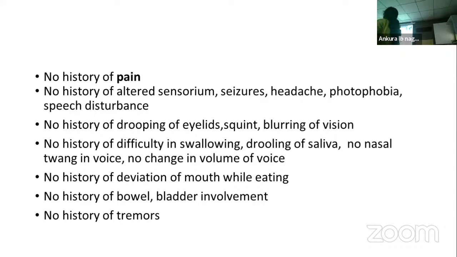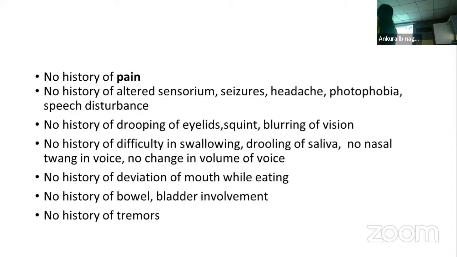No drooping of eyelids, squint, blurring of vision. So in which condition will you get drooping of eyelids and flaccid paralysis? Cobra type of snake bite, botulism. These are the two important things you have to remember. Ptosis with flaccid paralysis, these two things. Squint and blurring of vision: Miller Fisher. So that is the type of variant she's talking about.